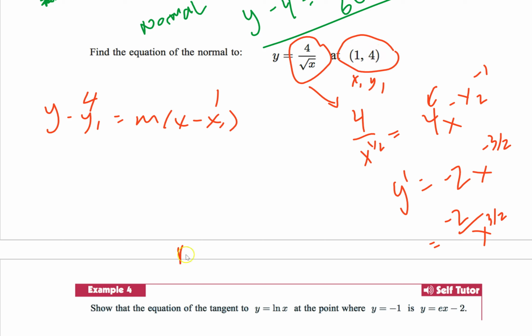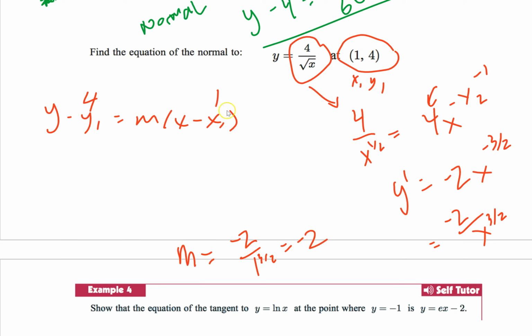So if I plug in 1, my slope's going to be negative 2 over 1 to the 3/2. Doesn't matter, it's just negative 2. Now again, that would be my normal line. I'm sorry, I keep on doing that. That would be my tangent line. Right, I haven't flipped it yet.